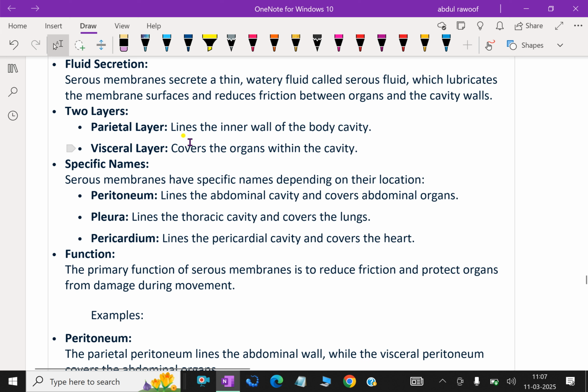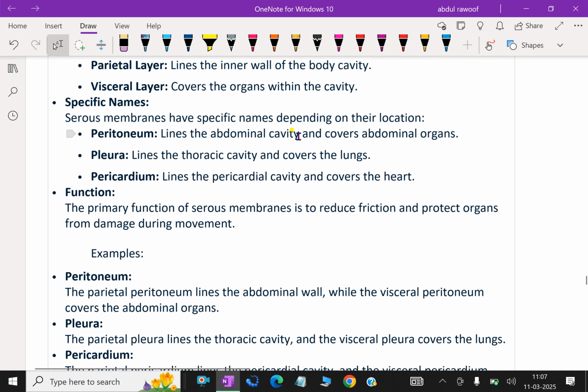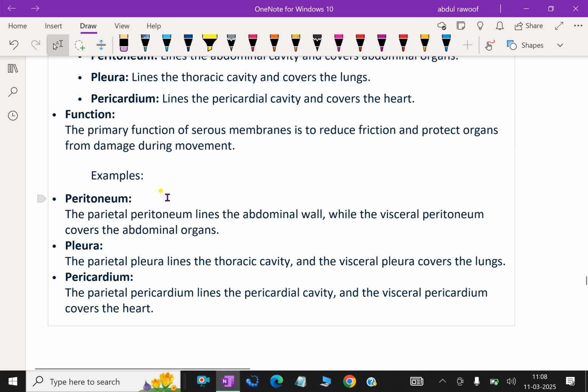Two layers. The parietal layer lines the inner wall of the body cavity. The visceral layer covers the organs within the cavity. Specific names. Serous membranes have specific names depending on their location. Peritoneum lines the abdominal cavity and covers abdominal organs. Pleura lines the thoracic cavity and covers the lungs. Pericardium lines the pericardial cavity and covers the heart. Functions. The primary function of serous membranes is to reduce friction and protect organs from damage during movement.